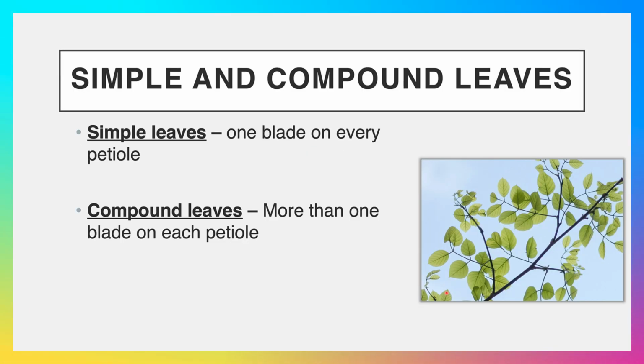Now there are two fundamental types of leaves, the simple leaf and the compound leaf. A simple leaf is one blade on each petiole. A compound leaf is a leaf that has more than one blade on each petiole. This is a simple leaf. This is a small stem, and these are individual petioles.